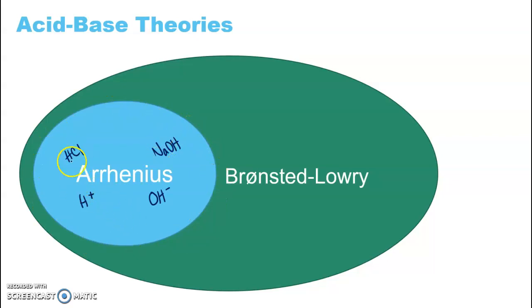What that means is that if something can be classified as an Arrhenius acid or base, it automatically can also be classified as a Bronsted-Lowry, but it doesn't go the other way. Now, maybe it's both, but maybe not. So for Bronsted-Lowry, we define it instead as a proton donor and then a proton acceptor.